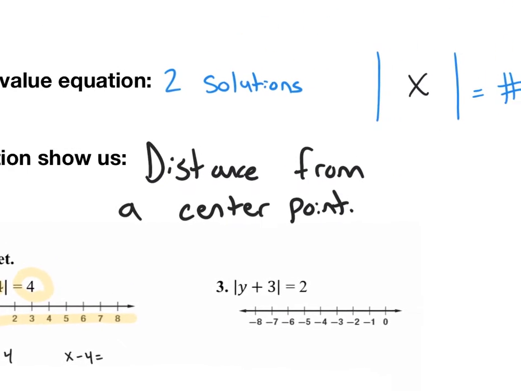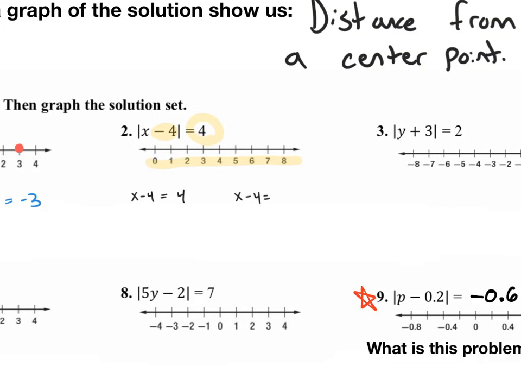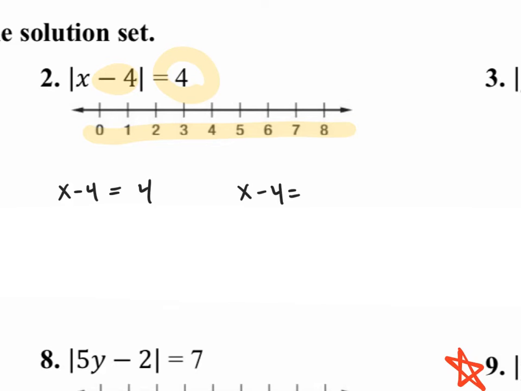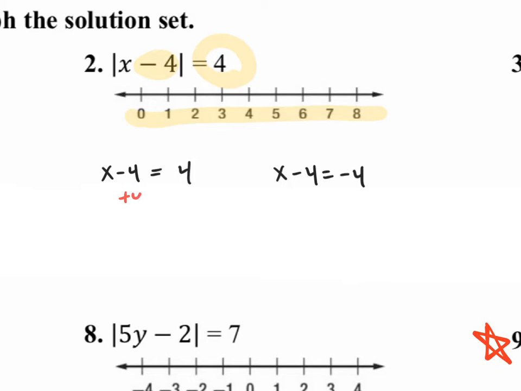Because off this template we need to split it up into the positive version and the negative version. So we're also equal to a -4. And then when I go through to solve, we'll get that x is equal to 8 and x is equal to 0. And I'll plot those on my number line.